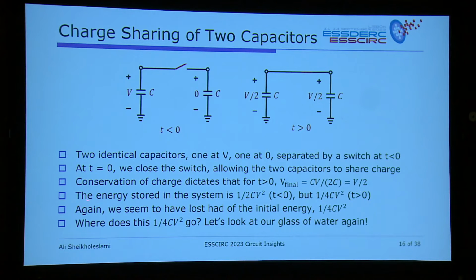Now, interestingly, the energy that was stored in the system initially was half CV squared, because this is zero energy, this is half CV squared. But if you go here, you have half C (V/2) squared plus half C (V/2) squared, and if you add them up, you get 1/4 CV squared. So initially we have half CV squared, at the end we end up with 1/4 CV squared. Again, you lose exactly half of the energy that you started from. And the question is, where does this half go? This half CV squared becomes 1/4, so 1/4 is lost. Where does that go? And again, I like to go back to the water analogy. I can see it in the water case. Where does it go?